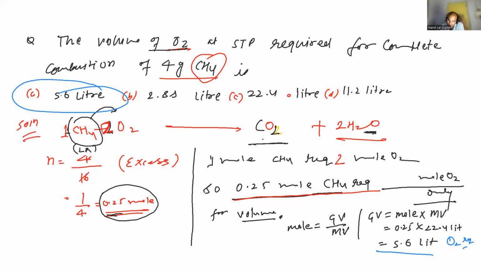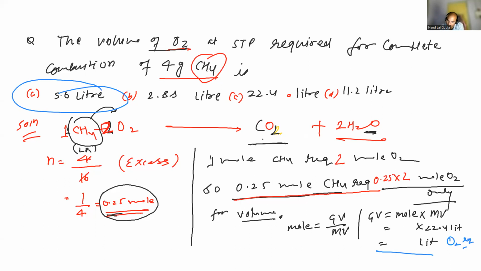1 mole to 2 mole. So 0.25 moles to, here we can multiply 0.25 by 2. So it is going to be how many moles? 5 mole. Here it is going to come, how many moles? It is going to come 5 mole.